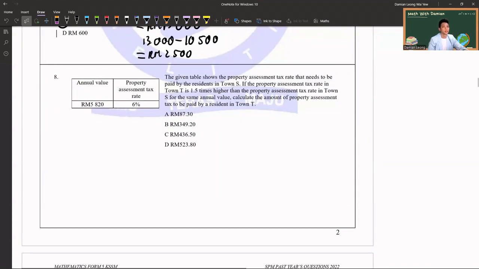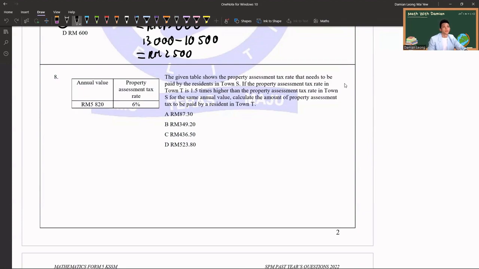Question 8. The given table shows the property assessment tax rate that needs to be paid by the residents in town S. If the property assessment tax rate in town T is 1.5 times higher than the property assessment tax rate in town S for the same annual value, calculate the amount of property assessment tax to be paid by a resident in town T.